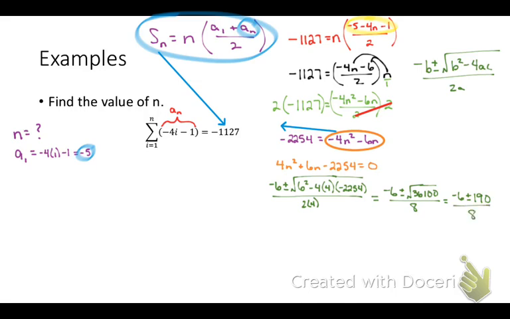The only thing I have to do, though, once I get it to this point, is that I can't have a negative number in my list. Does that make sense? You can only have the positive version. So I only need to worry about negative 6 plus 190 over 8, or some would call that 184 divided by 8. And that is 23. That's how many terms are in my list. Okay.